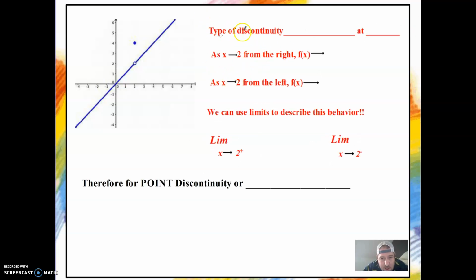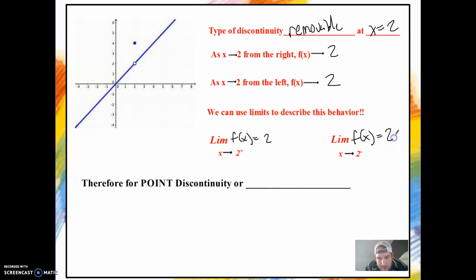And this discontinuity is when it's going to be the same. So this happens to be removable. It's removable at x equals 2. As x is approaching 2 from the right-hand side, it's getting closer and closer to a height of 2, and it's coming closer and closer to a height of 2 on the left-hand side. Now, when x equals 2, the answer is 4, but that's not what it's getting closer and closer to. So when they're equal to the same thing, we know that it's a removable discontinuity.